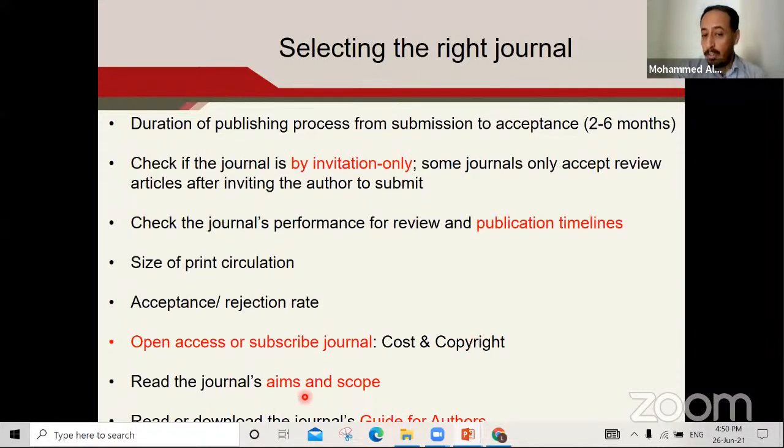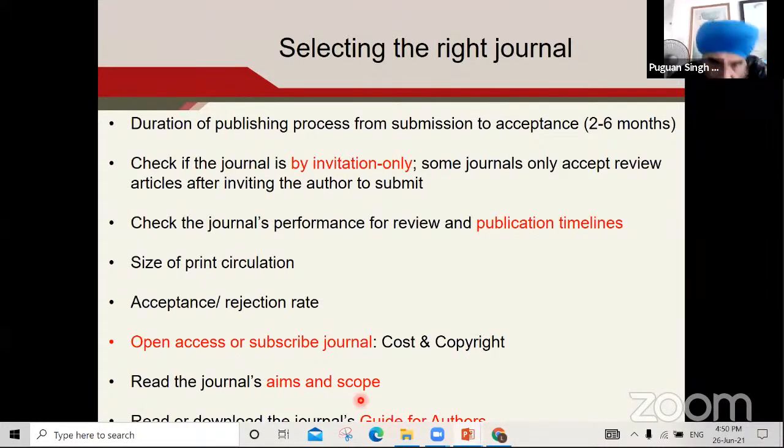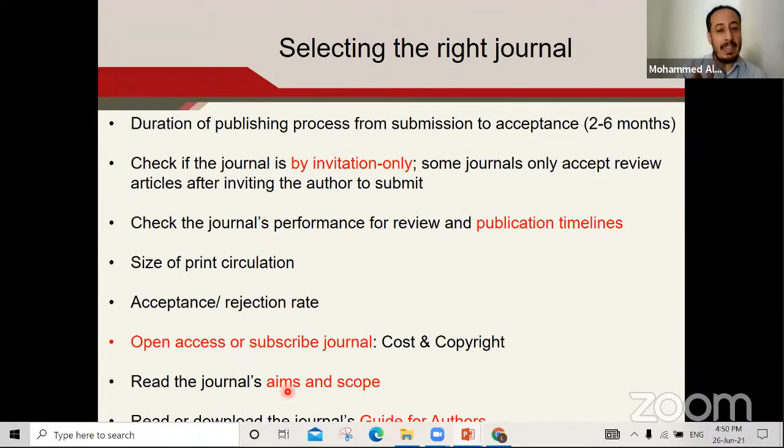You have to read, of course, the aim and scope of the journals, because this is the main mistake. Some students submit to any journal without reading the aim and scope, and immediately they will get rejection because it's not under the scope of the journal. Of course, you also have to read the guidelines for authors.